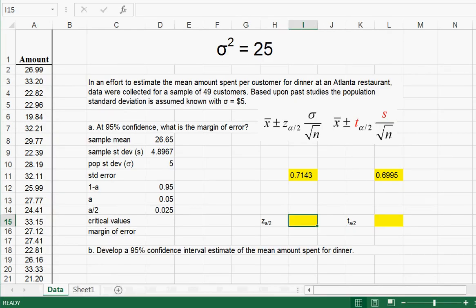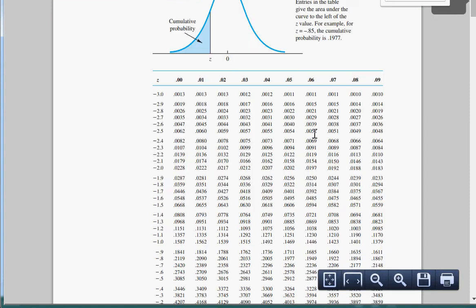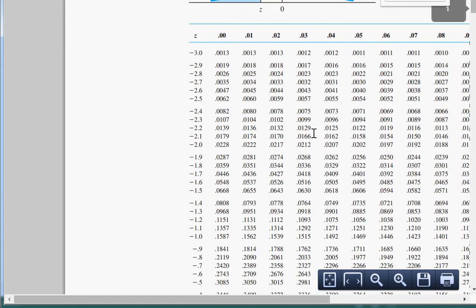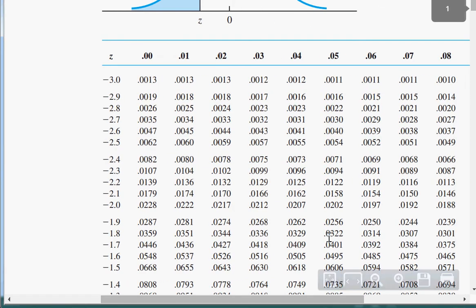Okay, does anybody remember the critical value for z when alpha divided by 2 is 0.025? What is it? 1.96. Let's review how we got that. We'll open up the z table. You might want to open up this table, it's a little better. So in this table, what do you do? You want to find 0.025, right? What row is 0.025 in? Row 1.9. And what column? 06. So 1.96, right?